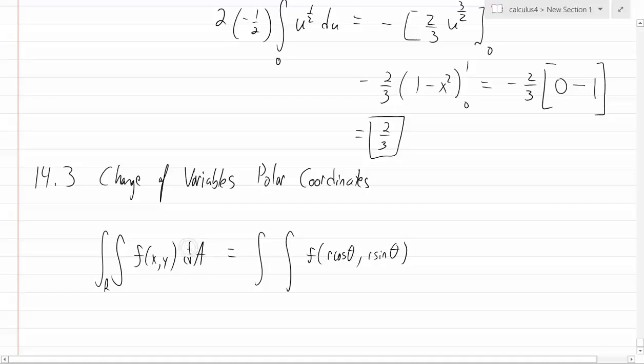And that changes our differential out here. It's not dy dx or dx dy. It would then become r, that's a variable, r to the first power, dr d theta. So that is the differential that I use when I integrate, and it has an r to the first in it, which is kind of different.